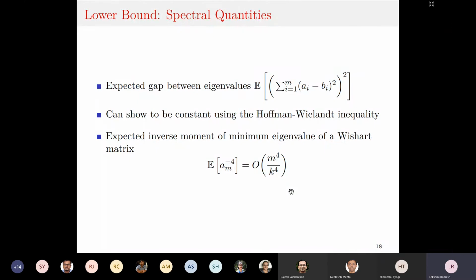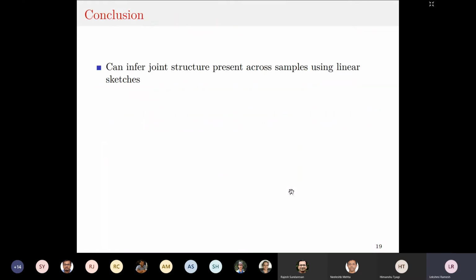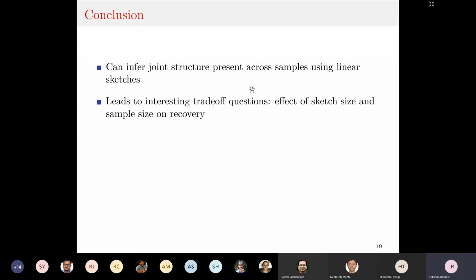And so with that, I would like to conclude. What I wanted to present was that it's possible to infer joint structure present across samples using very few linear sketches. In the multiple sample setting, it leads to interesting trade-off questions between the sketch size and the sample size. And there are several interesting extensions that are possible.